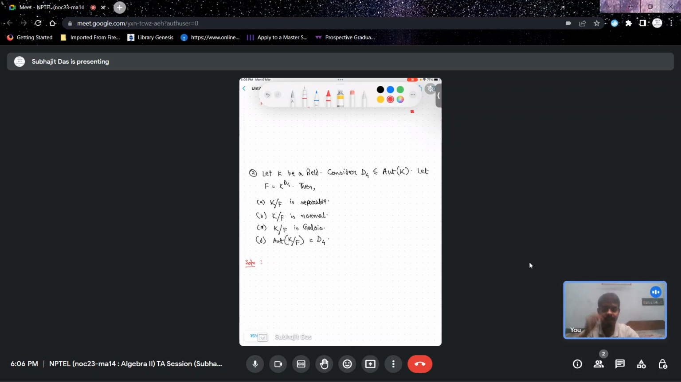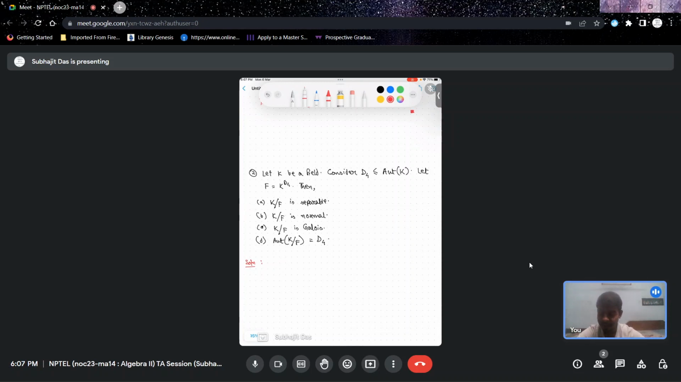Then C says K over F is a Galois extension, and as you know, there are various equivalent ways of defining Galois extensions. For finite extensions, you define the extension to be finite, normal and separable, or you define the extension K over F to be the splitting field of some separable polynomial over the base field.